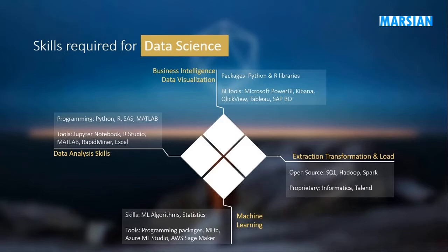From the extract, transform and load perspective, commonly known as ETL, you should have the knowledge of open source technologies like Structured Query Language or SQL, Apache Hadoop, and Apache Spark. If you have the knowledge of proprietary tools such as Informatica, Talend, or AWS Redshift, then that is an added advantage, as quite a lot of data warehouse solutions still use those licensed tools.